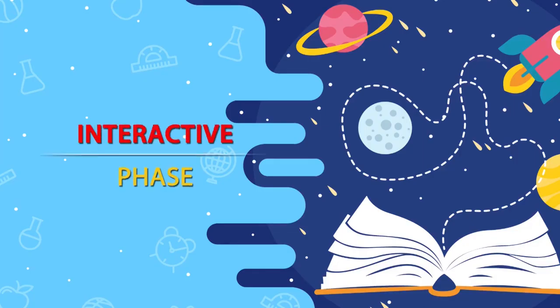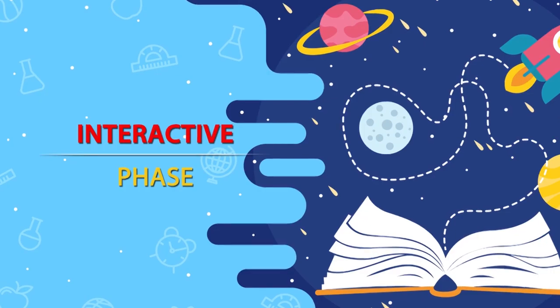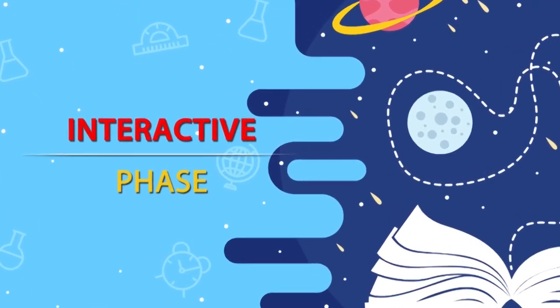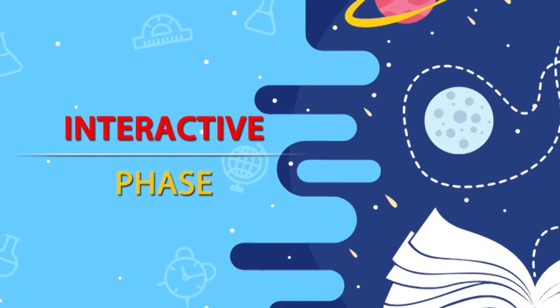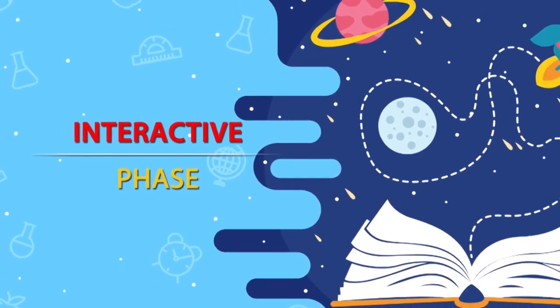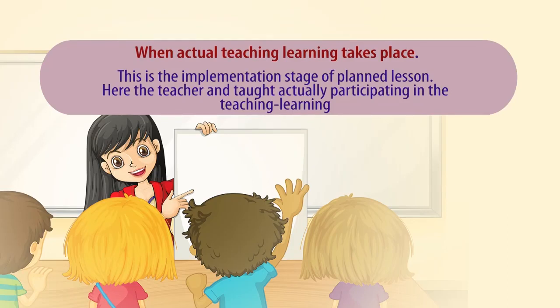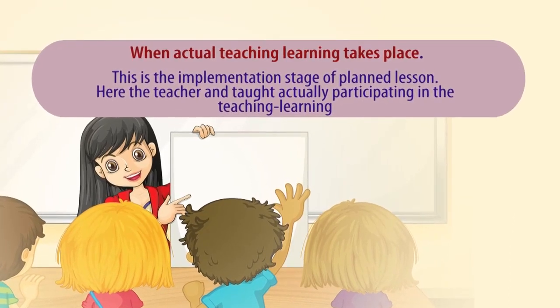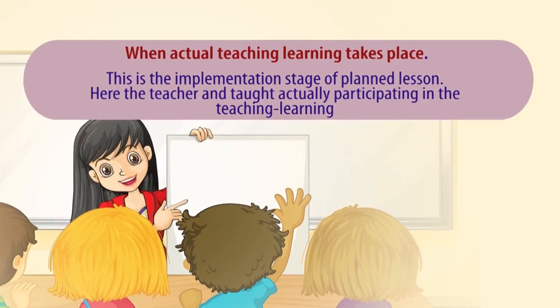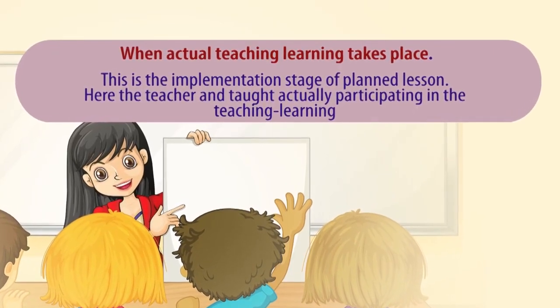The next phase of teaching is the interactive phase, which is known as the execution phase. In this phase, we try to implement what has already been planned. So this phase, when actual teaching learning takes place, is the implementation stage of the planned lesson. Here the teacher and the taught actually participate in the teaching learning process.